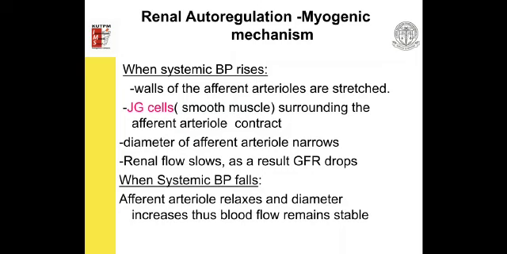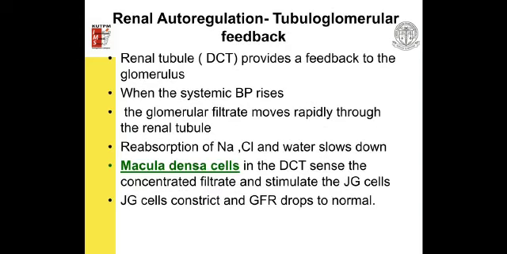The opposite occurs when the blood pressure decreases. That's the reason we need to maintain a perfusion pressure of around 90 millimeters of mercury, or otherwise there is renal failure setting in due to diarrhea or any cause, which can be primary or secondary. When the systemic blood pressure falls, the afferent arteriole relaxes and the diameter increases. Thus, the blood flow remains stable.